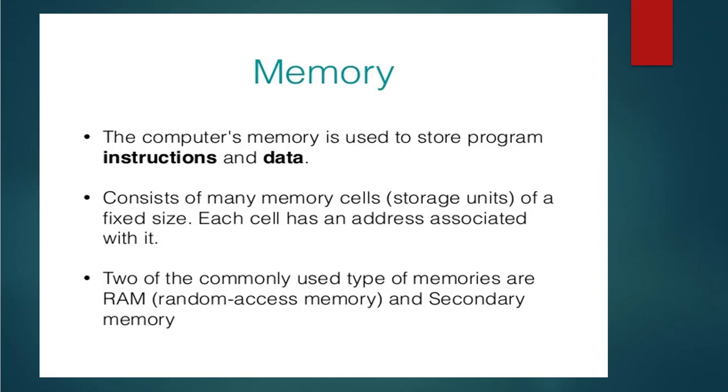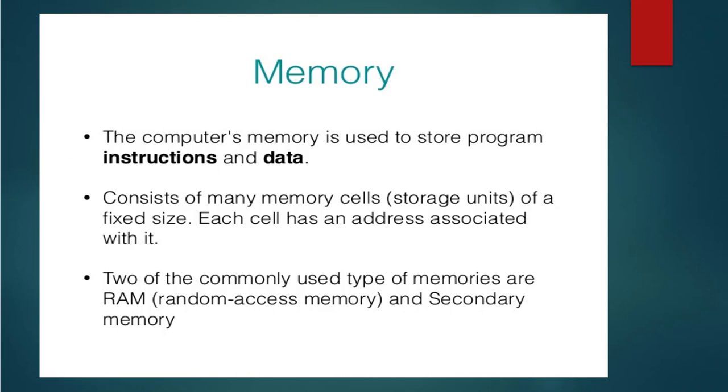Next, memory. The computer's memory is used to store program instructions and data. It consists of many memory cells of a fixed size. Each cell has an address associated with it. Two of the commonly used types of memories are RAM and secondary memory.